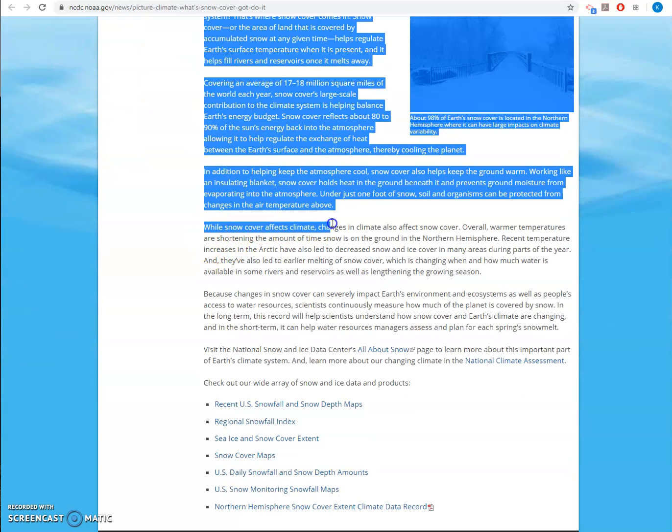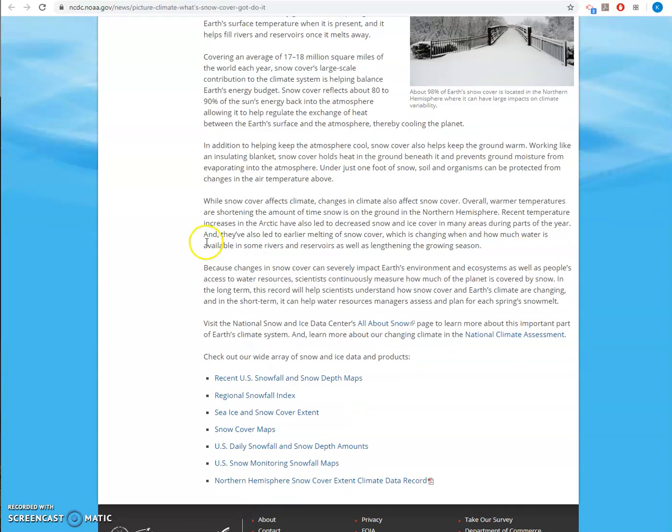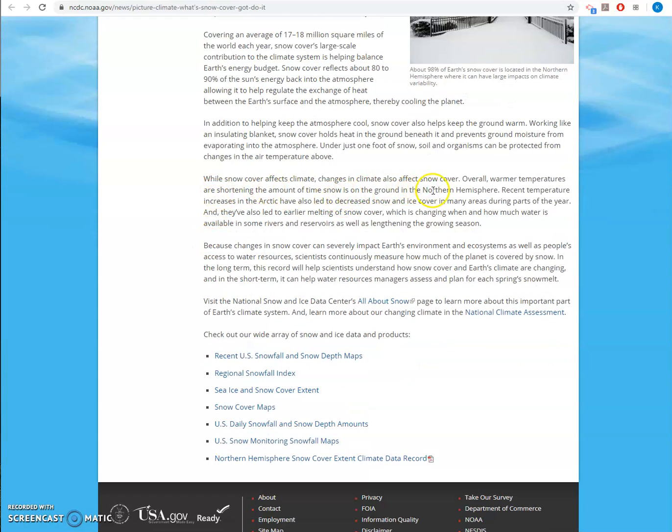So while snow cover affects climate, change in climate also affects snow cover. Overall, warmer temperatures are shortening the amount of time snow is on the ground in the northern hemisphere. Recent temperature increases in the Arctic North Pole have led to decreased snow and ice cover in many areas during parts of the year. They've also led to earlier melting of snow cover, which is changing when and how water is available in some rivers and reservoirs, as well as lengthening the growing season. So it's changing our agriculture, it's changing habitats. There's a lot of changes happening because of this climate change, but snowfall is part of it, right?